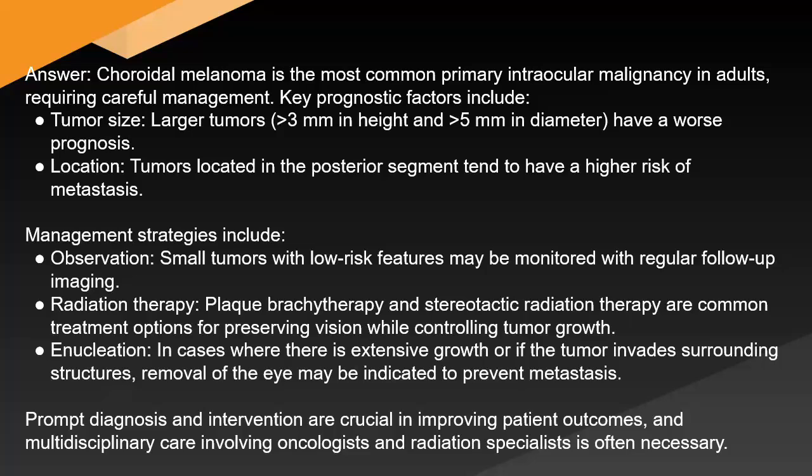Management strategies include observation: small tumors with low-risk features may be monitored with regular follow-up imaging. Radiation therapy: plaque brachytherapy and stereotactic radiation therapy are common treatment options for preserving vision while controlling tumor growth. Enucleation: in cases where there is extensive growth or if the tumor invades surrounding structures, removal of the eye may be indicated to prevent metastases. Prompt diagnosis and intervention are crucial in improving patient outcomes, and multidisciplinary care involving oncologists and radiation specialists is often necessary.